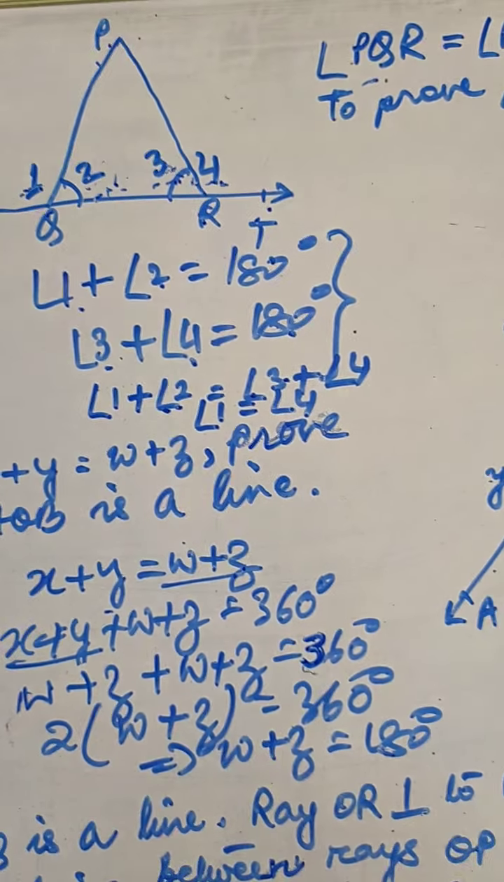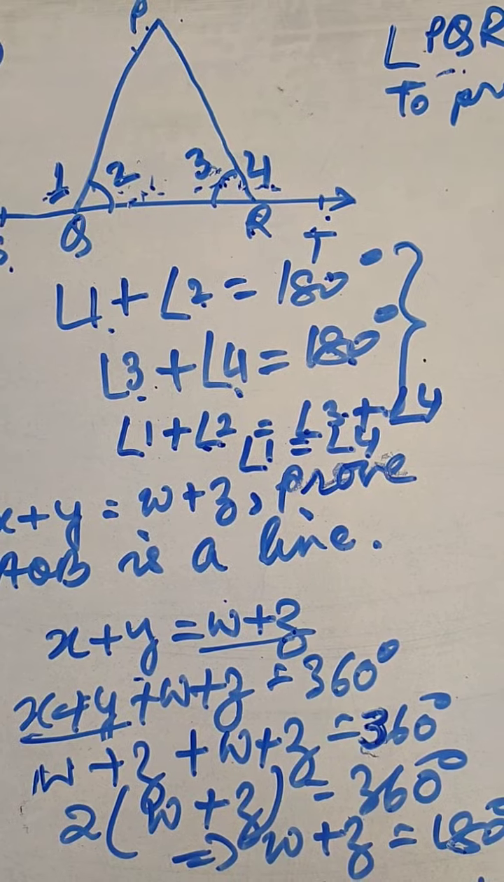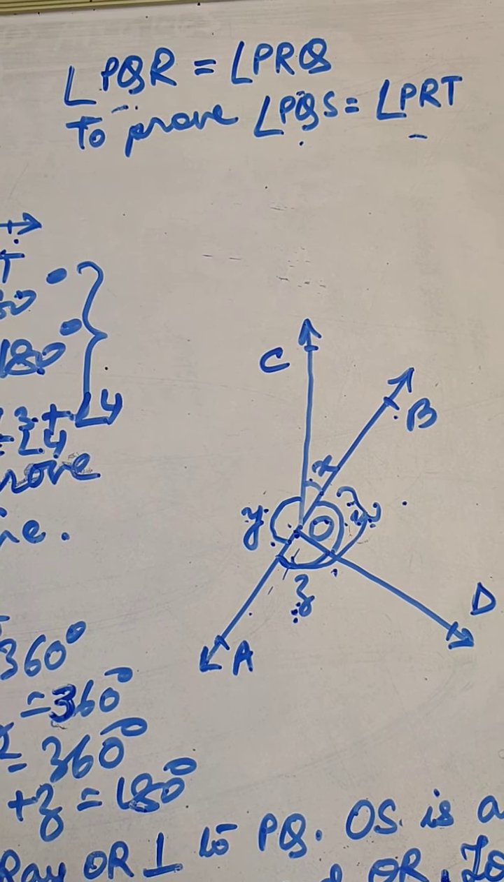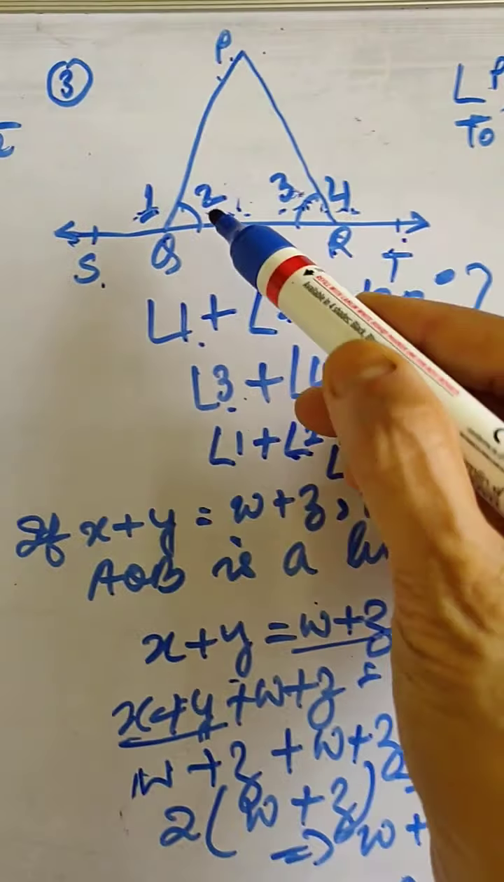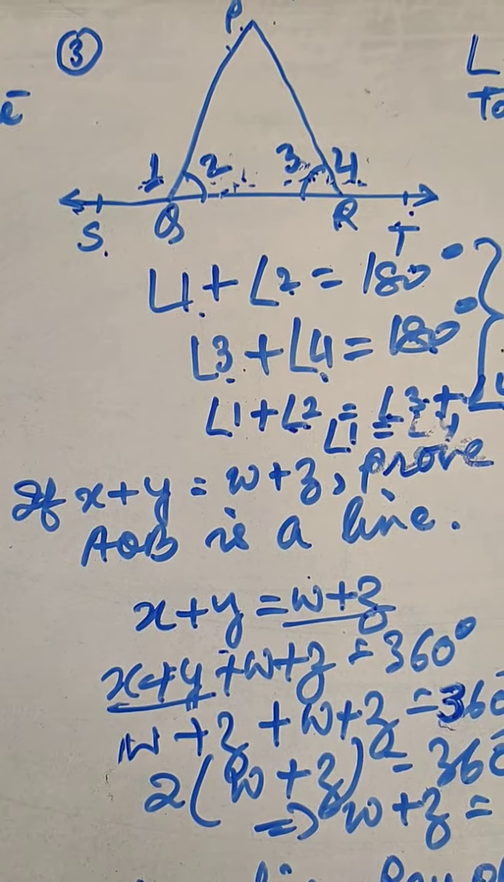These two angles are equal. So we have named all the angles here as angle 1, 2, 3 and 4. Then we need to prove angle PQS equal to angle PRT. PQS, that means angle 1 equal to angle 4, we need to prove here.